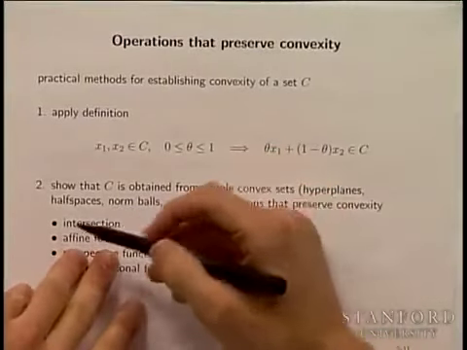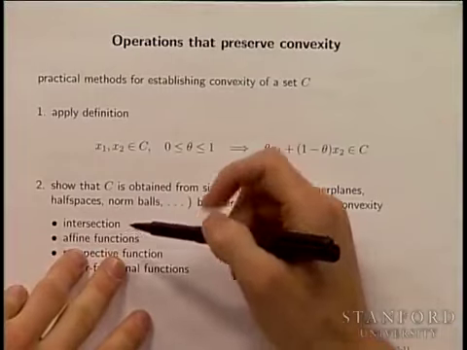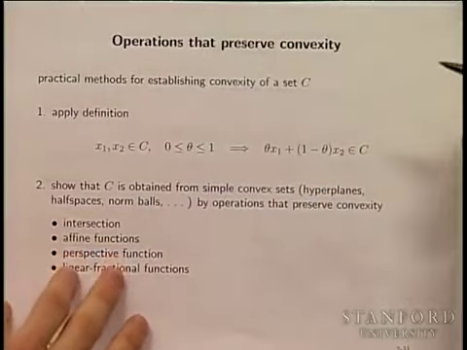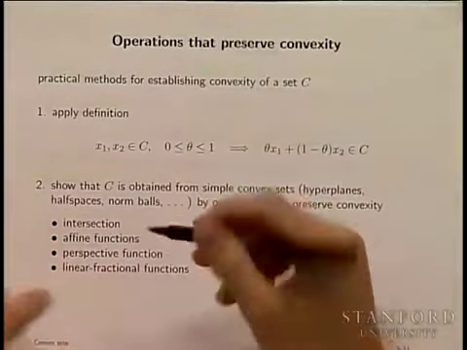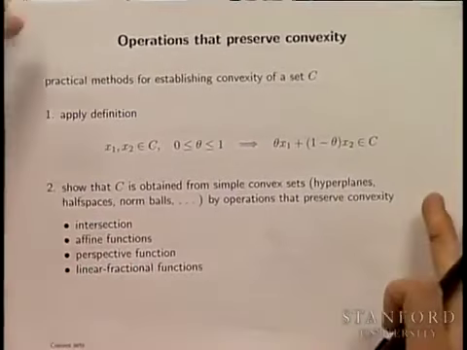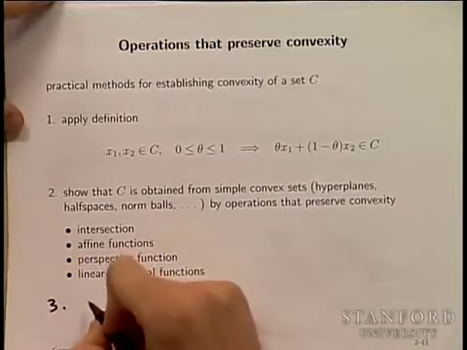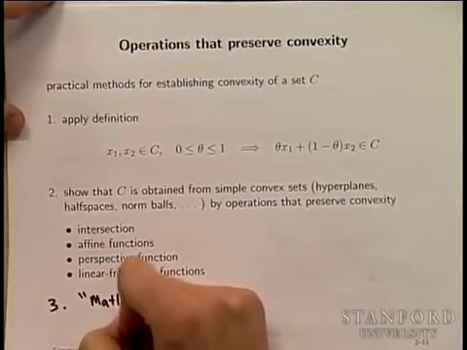And then an affine function will preserve convexity. So if we take a set C and put it through a function f which is affine, it's going to preserve convexity. A perspective function and linear fractional, we'll see those in just a few moments. But here's another way. This is the crude and nasty MATLAB approach.